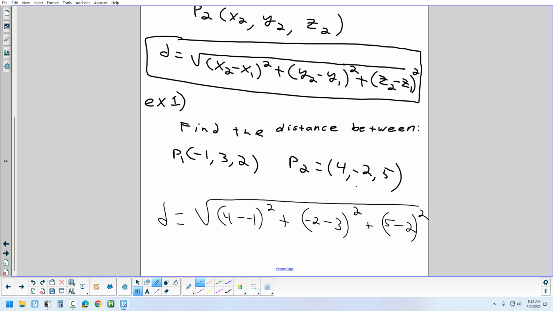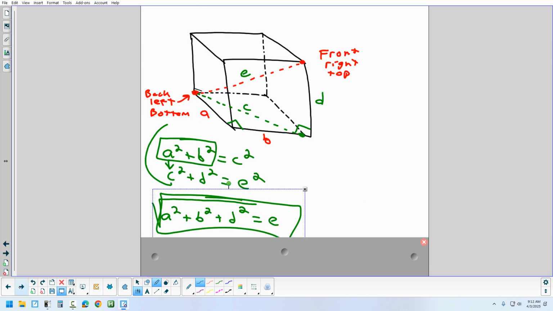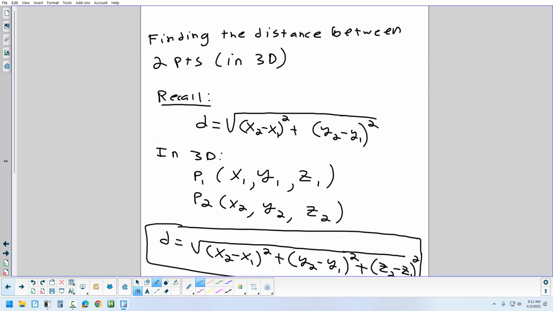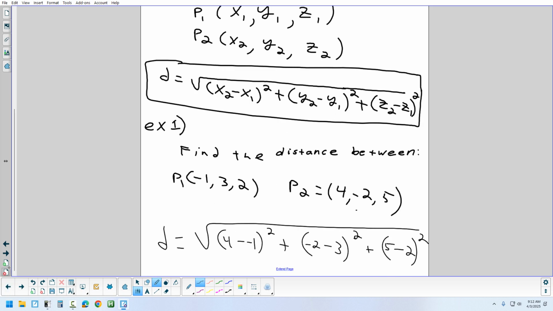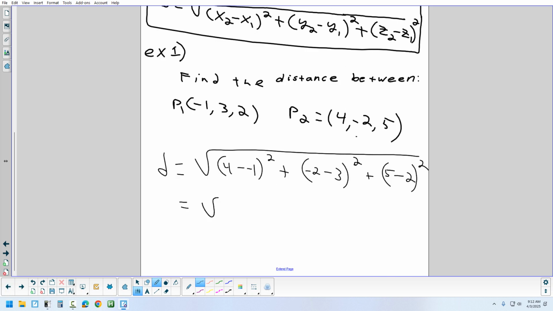Okay, and remember what you're really doing here is you are doing the Pythagorean theorem twice. You are finding the length of one side, and you're using that to do the Pythagorean theorem again to find the length of a different side. Okay? But it's all built into the formula. Okay, so we're going to get 5 squared. -2 minus 3 is -5 squared.